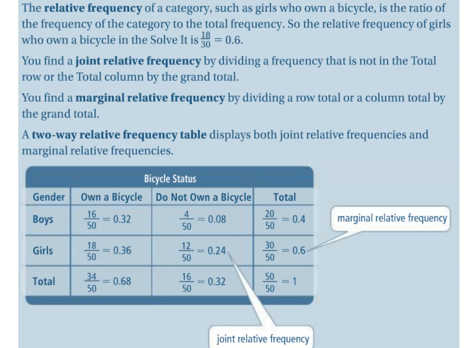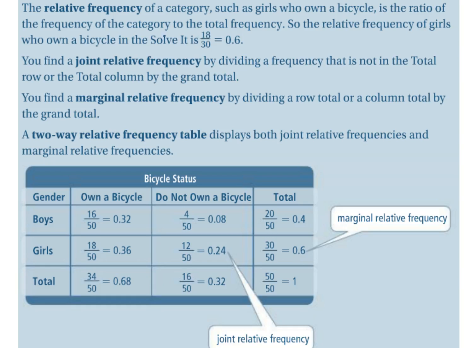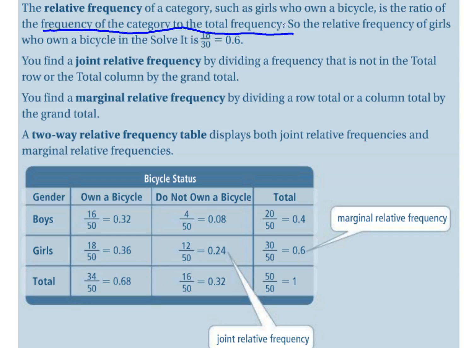Now, the relative frequency of a category, such as girls who own a bicycle, is a ratio of the frequency of the category to the total frequency. So when we take a look at the relative frequency of girls who own a bicycle, that would be 18 divided by 30.